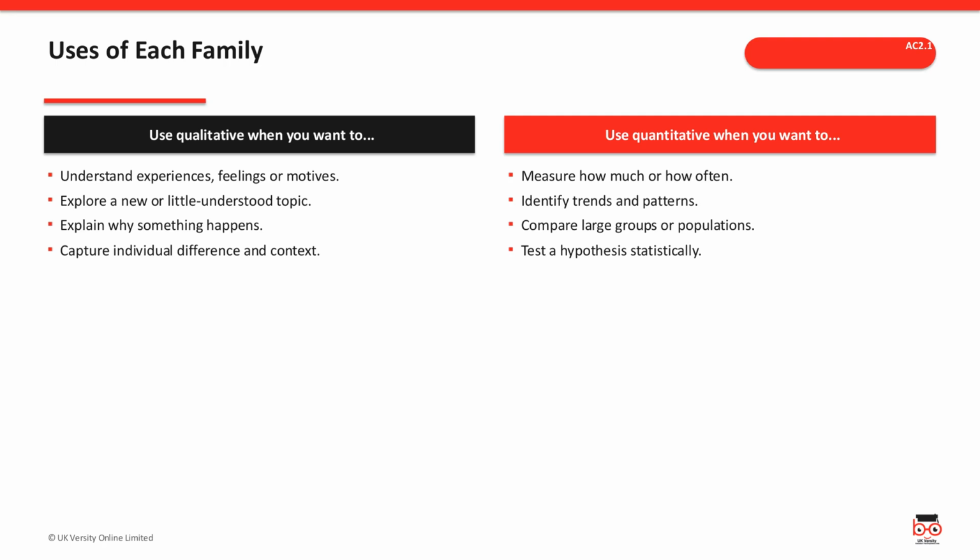So, when should you reach for each? Choose qualitative when you want to understand experiences, feelings, or motives, explore a new or little understood topic, or explain why something happens. Choose quantitative when you need to measure how much or how often, spot trends, compare large groups, or test a hypothesis statistically. In short, qualitative for understanding, quantitative for measuring.